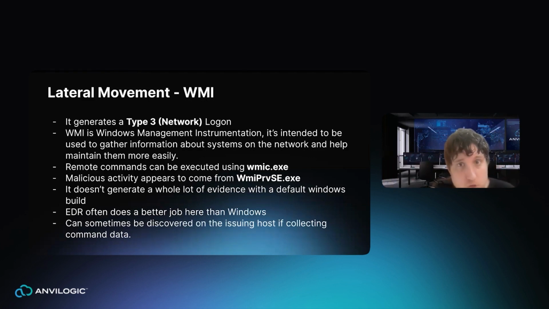But if you use it to do so, the parent process for all the malicious activity is going to be this WmiPrvSE, just because that's the process that handles the commands that you send using WMIC on the target host. So this would be the parent process, and whatever bad stuff happens on the target host, this will be the parent process for it. So anything that's bad that happens there will be a child process of this, or it'll come from this itself. It doesn't generate a whole lot of evidence, like I said, especially with a default build, because default builds aren't tracking what's happening on the command line. So there's just not a lot.